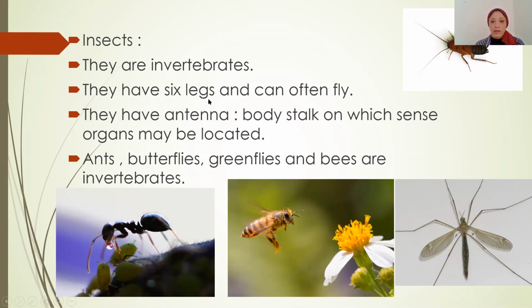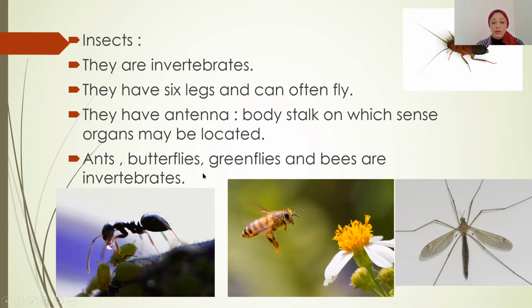So any insect has 6 legs, and they can often fly. They have antennae. What is an antenna? It is a small part on the insect, like a stalk, which acts as a sense organ. So it can smell with it, and find its way with this antenna. You can find 2 antennae here in the mosquito, in the cockroach, and here in the ant, 1, 2. So it acts as a sense organ where it can smell with it.